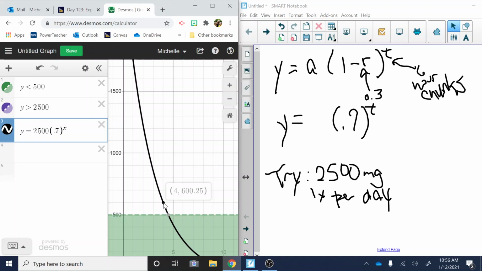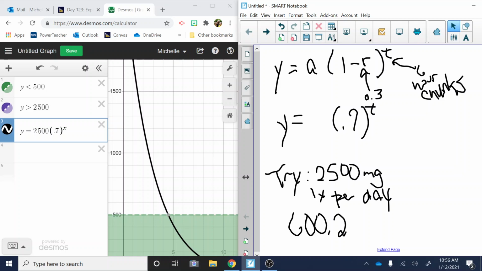So if I take a 2,500 milligram dose right then, I've already got 600.25 in my bloodstream. And if I take another pill that's 2,500 milligrams, well, that's going to be bad, isn't it? That's going to put me over the threshold of how much is safe. So that's too much. I can't do that. So that dosing schedule or pill amount is not going to work.